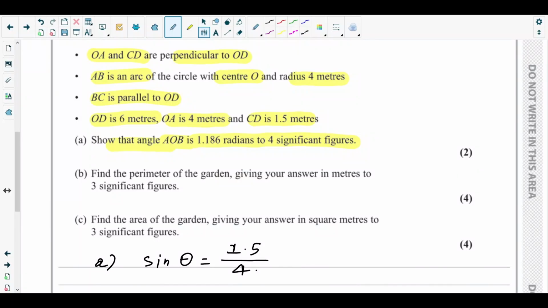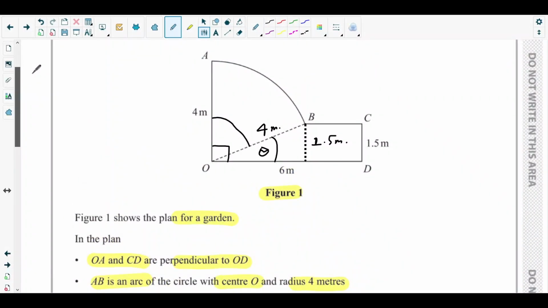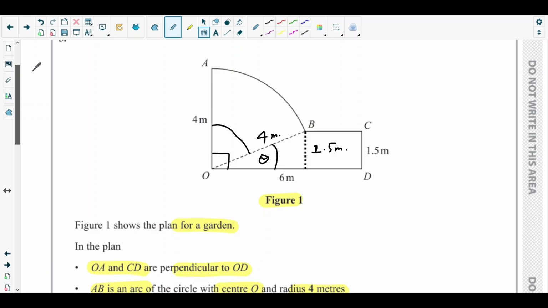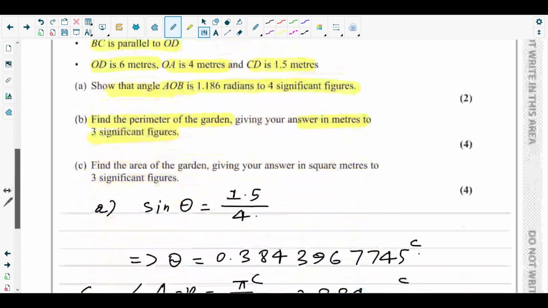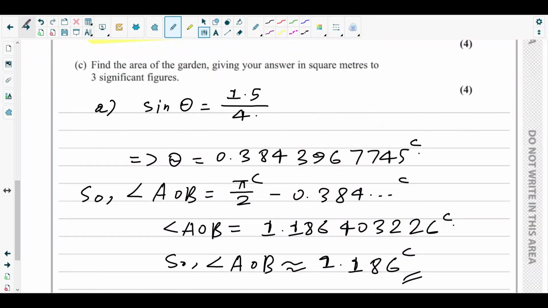Next is part B. In part B, the question is asking us to find the perimeter of the garden, giving the answer in meters to 3 significant figures. Perimeter is basically the border length.